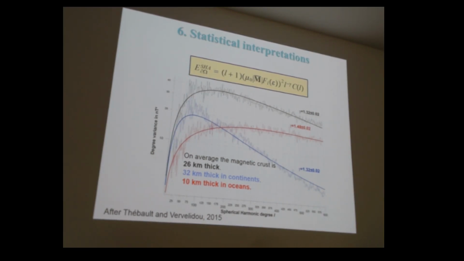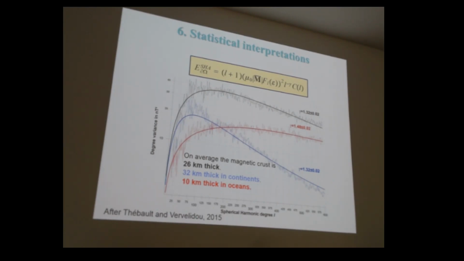which makes sense. If you compare the theoretical power spectrum with the observed power spectrum, you end up with some values which give you the magnetic crustal thickness on average on Earth. It's 26 kilometers thick on average, 32 kilometers thick in continents, 10 kilometers thick in oceans. We are not very far, but these numbers are very comparable to the lower models obtained in seismology.